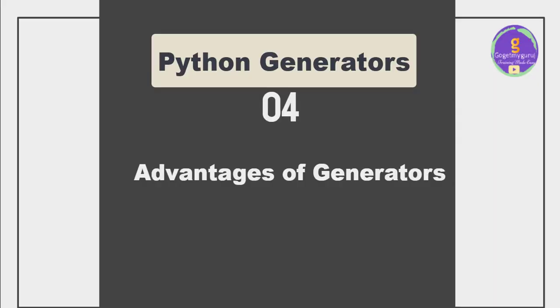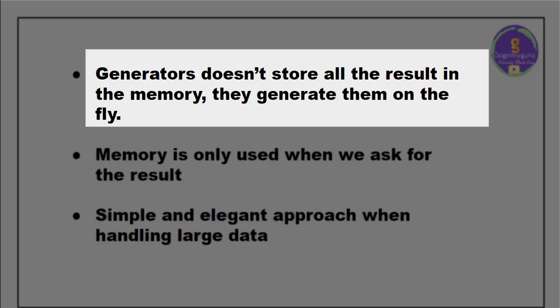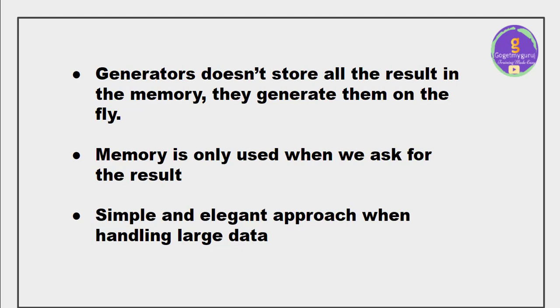So what do you think, why do we use generators? The first advantage is that generators don't store all the results in memory. They generate them on the fly. That means unless the user asks the function to return a result, it won't return a result. So that's why it is not stored in memory. So how is the result returned? How do we get the result? That is using the next method, obviously.